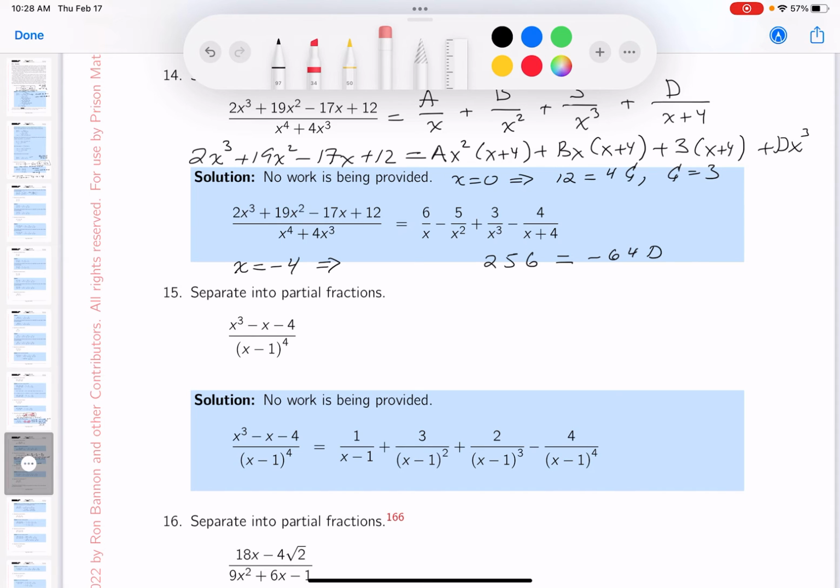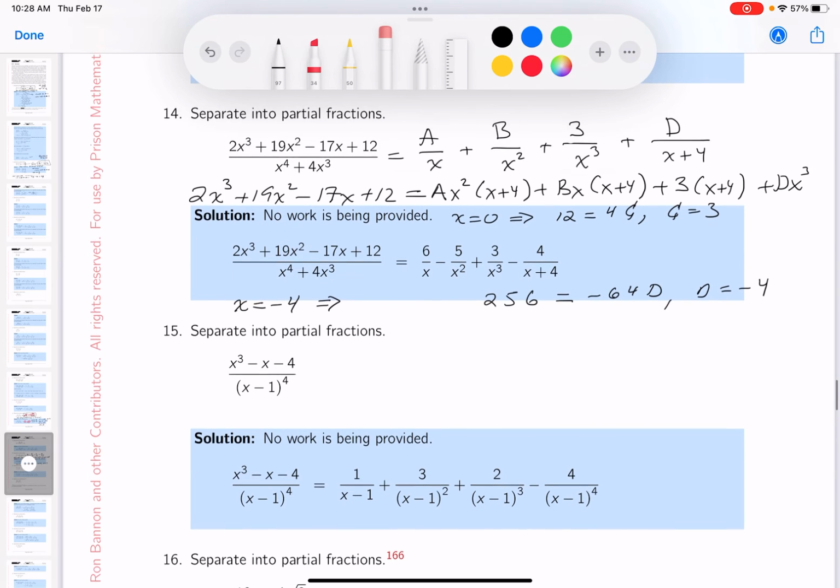So what do I know D is now? I'll write this down for you. D is minus 4. So I'm going to go up here, get my eraser out, and put D is minus 4 now. All right? That's not so bad. I still have two things I don't know, A and B.